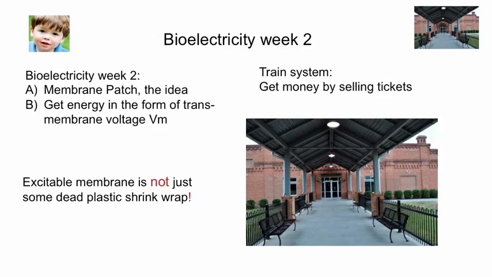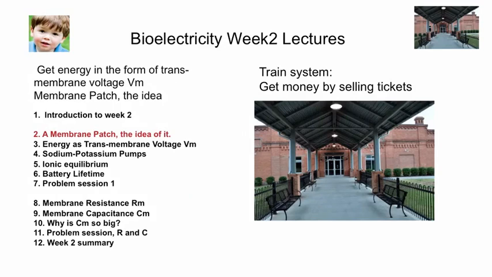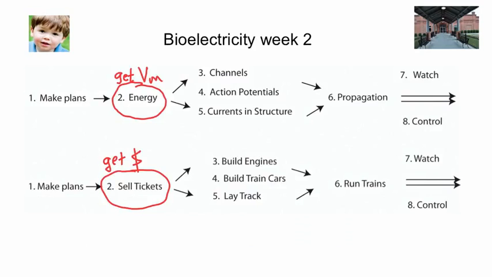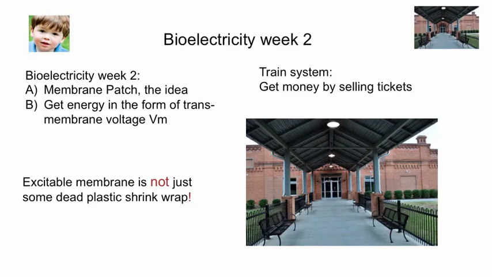In talking about energy, we will think about it as analogous to the train system where they're trying to get some money to build the trains by selling tickets. What the membrane needs to do is to get some energy in the form of transmembrane voltage, Vm. Once it has that voltage, then it can make things go in a very efficient fashion. So it's looking for this voltage Vm.